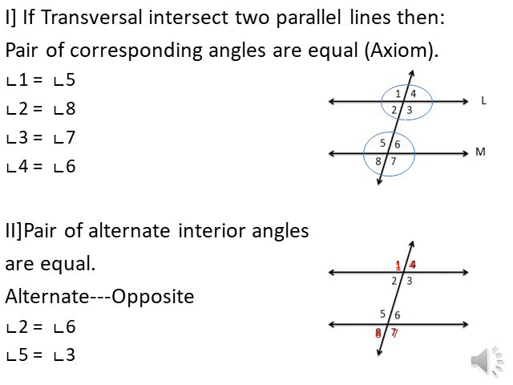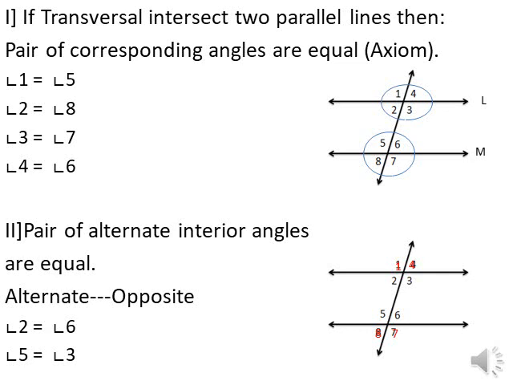Now let us see pairs of alternate interior angles. Here the word interior stresses only the angles which are between, or inside, the two parallel lines. In this figure, angles 2, 3, 6 and 5, only 4 angles, are interior. Means we have to see the pairs of alternate interior angles.